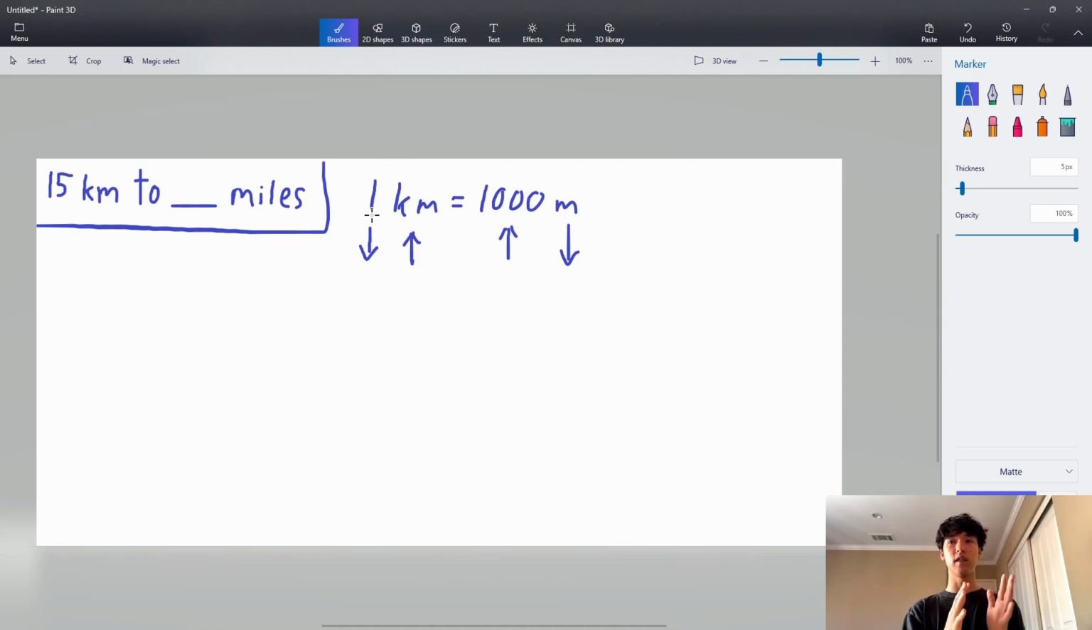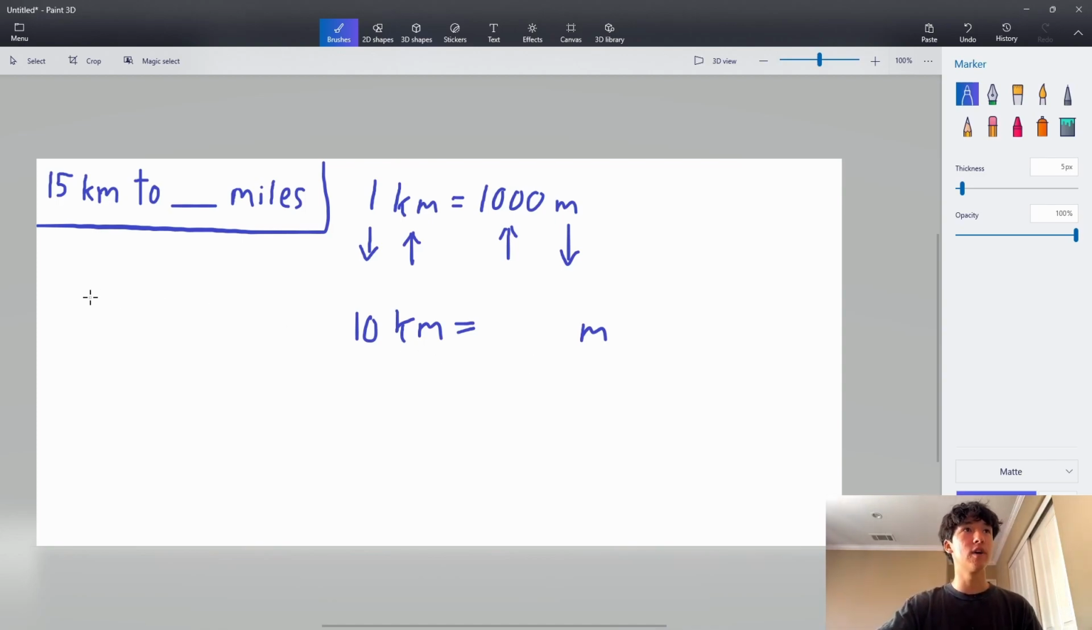So say we have 10 kilometers. Oftentimes people get confused whether we multiply by 1,000 or divide by 1,000. It always depends on what we're doing. If it's to meters, then we're going to multiply by 1,000, because meters are less than a kilometer. Therefore, we need more meters to fill up a kilometer.